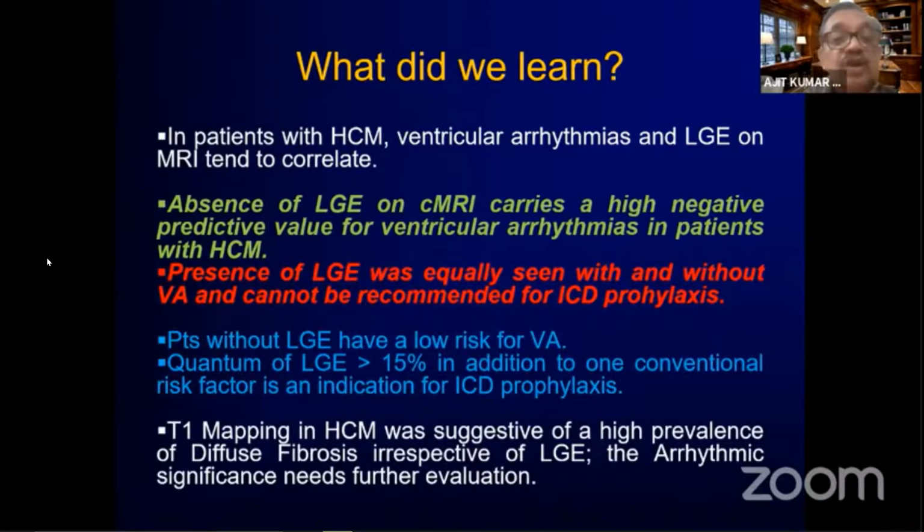Presence of LG alone cannot be recommended for ICD prophylaxis. However, if the quantum of LG is more than 15%, it can be added as an additional risk factor to ICD assessment. T1 mapping in hypertrophic cardiomyopathy was suggestive of a high prevalence of diffuse fibrosis irrespective of LG.